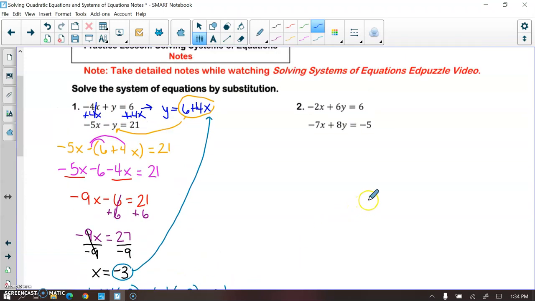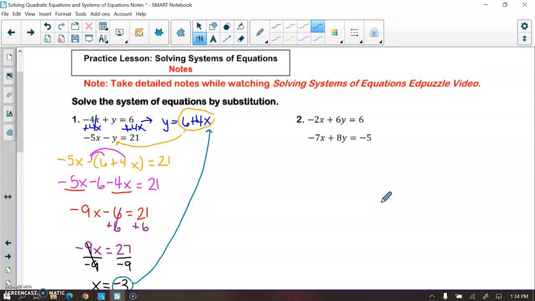Now in number 2, I do not have any variables that have a coefficient of 1 or -1, so this one's a little bit trickier. However, what we want to do is isolate the variable that has the coefficient that all the other terms are divisible by. And if that doesn't exist, then you'll have to work with fractions. That's just the bottom line.